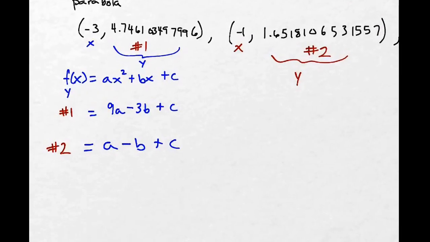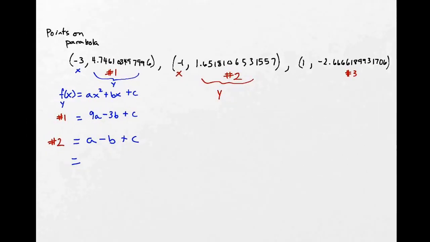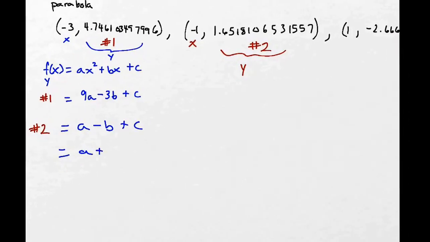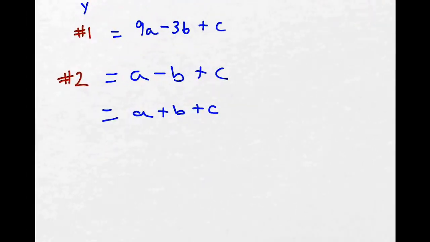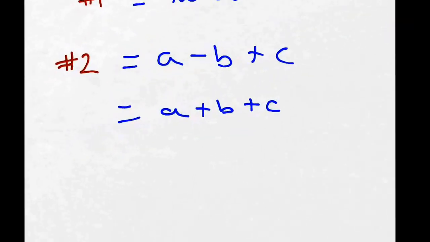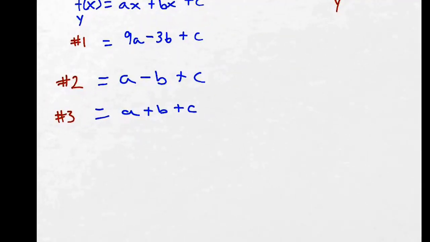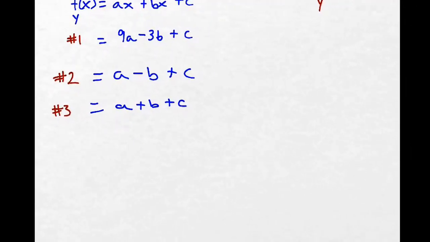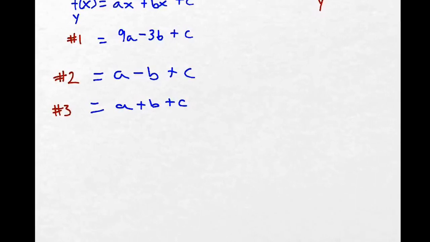What do you write on the right side of the equal sign? What do you write? If you're plugging in 1. A plus B plus C. It's the easiest one. And on the left side, yeah, the number 3. So now I have a system of 3 equations. And I want to figure out what A, B, and C are. Yeah?